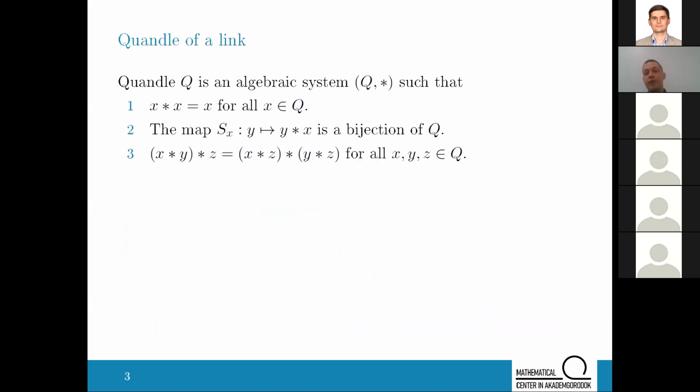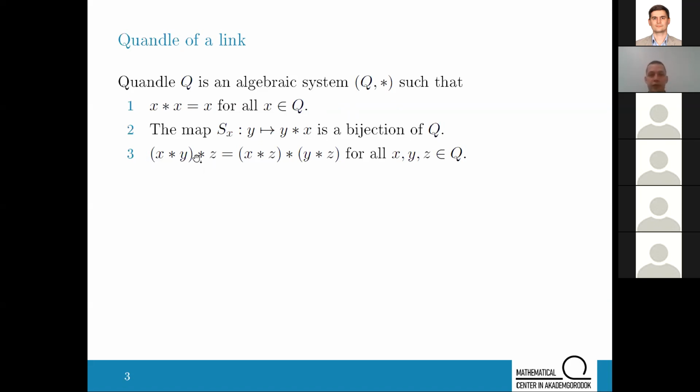And there is a better invariant called the quandle of a link. Here I give a definition of a quandle. A quandle Q is an algebraic system with one binary operation, which I denote by star, and this system satisfies three axioms. The first axiom says that x star x is equal to x for all x from Q. The second axiom says that the map Sx, where x is a fixed element of Q, which maps y to y star x, is a bijection of Q. The third axiom says that (x star y) star z is equal to (x star z) star (y star z) for all x, y, and z.